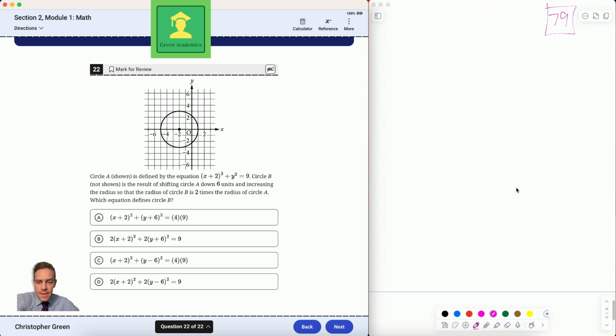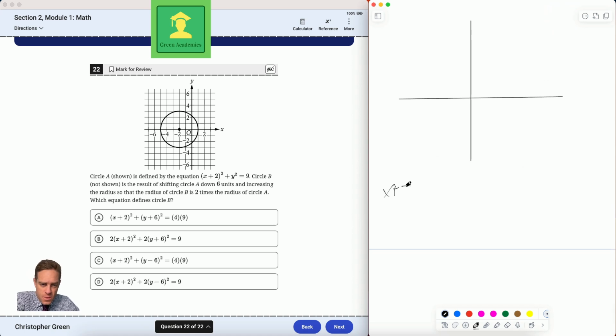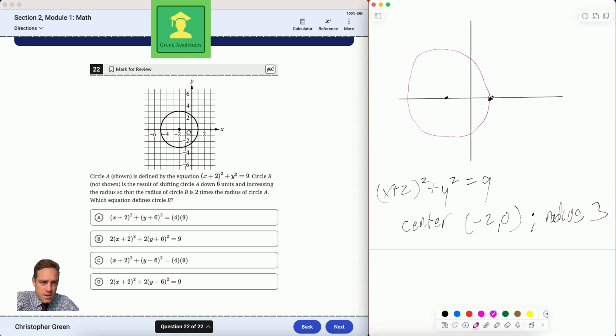Circle A not shown is defined by the equation, okay, so circle A not shown, but I am going to actually show it now. So the circle whose equation is this has center -2, 0, and it has radius 3. Center -2, 0, and radius 3 means it looks something like this. Okay, here's -2, 0, and a radius of 3, so this would be 1, 0.